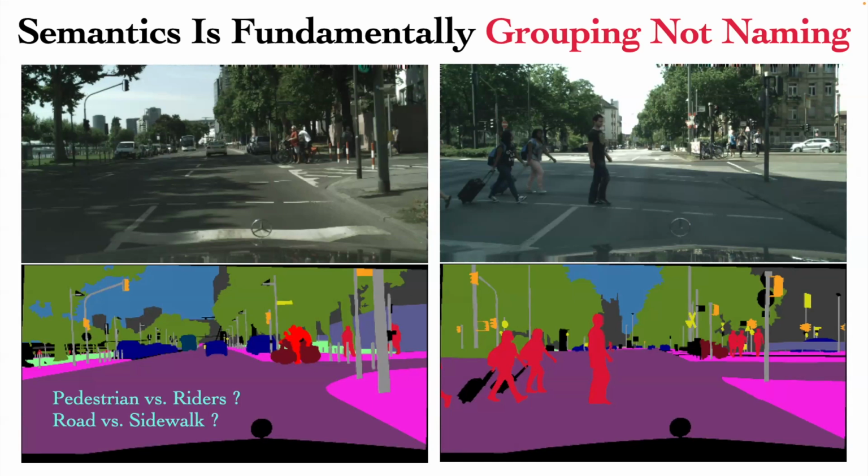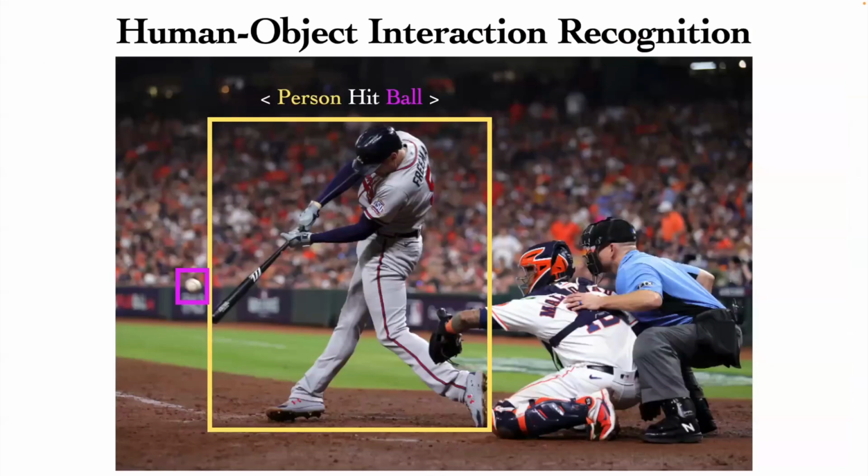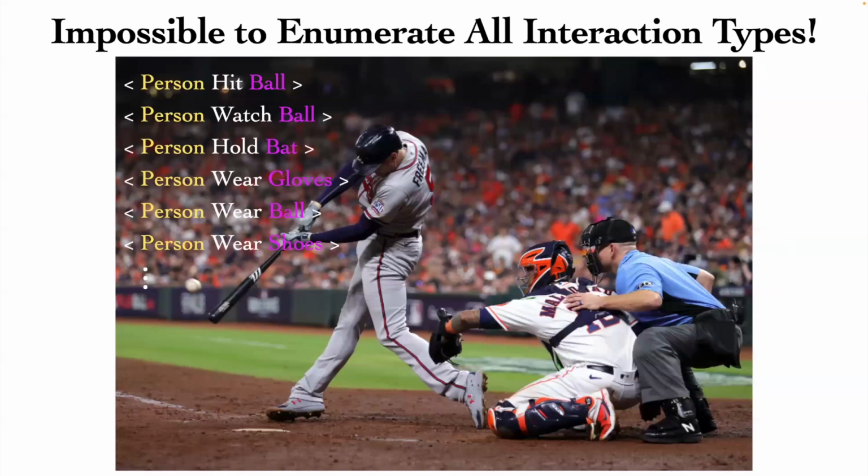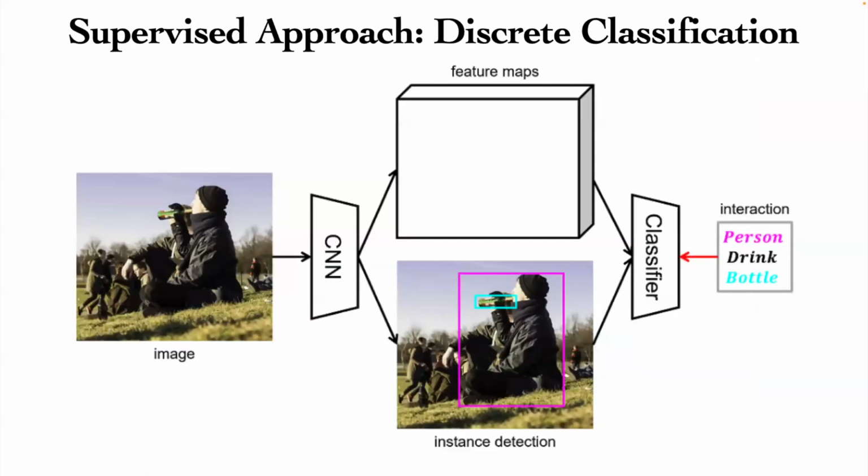So you can think of all this, in a way, I think semantics is fundamentally grouping, not naming. Right? Okay, and the tricky thing, illustrated in this human object interaction recognition, is that people usually do it by subject, verb, and noun. Person hit ball, okay? But usually it's done by taking an image, you have a feature map, you have instance segmentation, detection, and then you combine the two info and do supervised learning with this phrase. But this approach doesn't scale.